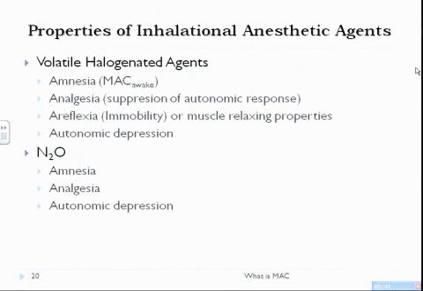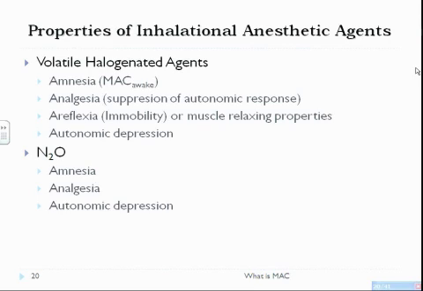The properties of inhalational anesthetic agents: the volatile anesthetics give you 4 properties. This is where you have to start learning. This is important too. Volatile anesthetics have 4 separate properties. They're amnestics, they're analgesics, they're areflexics, which means the muscle relaxation, and they cause autonomic depression. They have all 4 properties. It doesn't matter which volatile anesthetic agent you're using, all of them have somewhat of an effect in this area. It depends on the blood or tissue blood partition coefficients to determine some of the effects of these things.